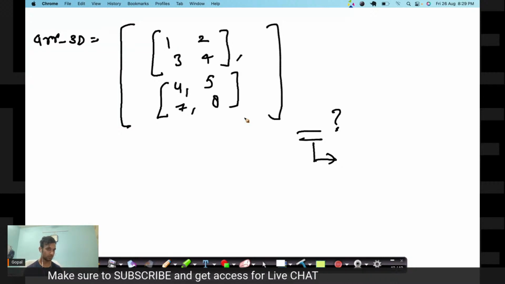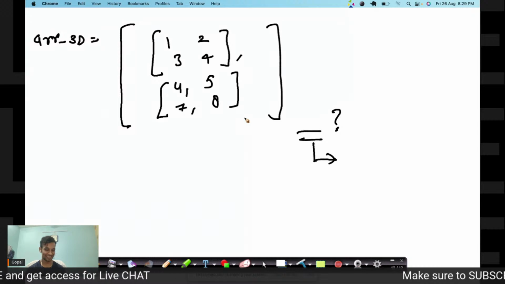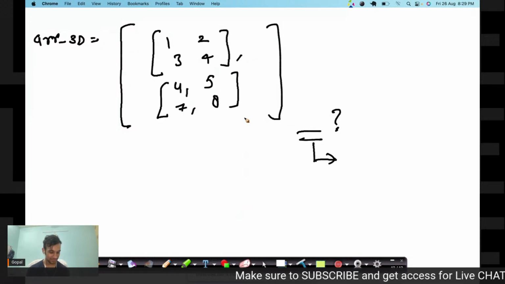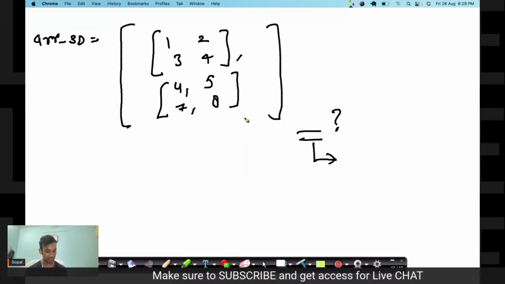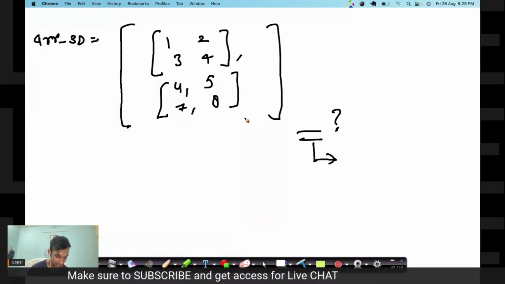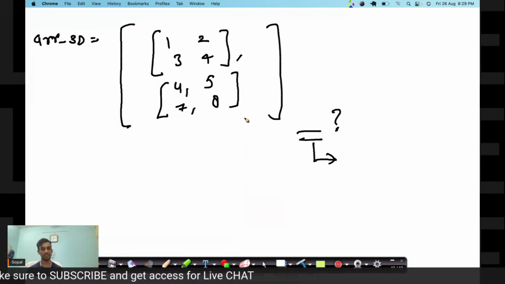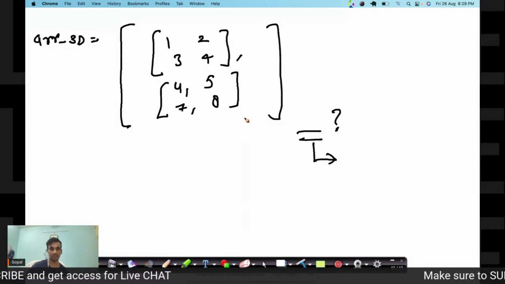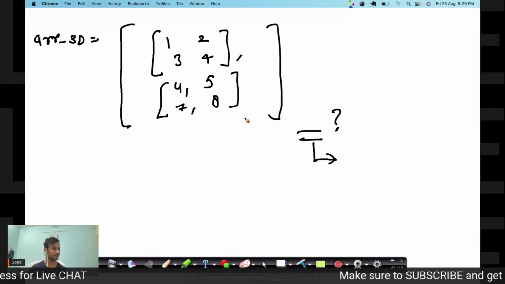Two cross. Yay! Okay, I got an answer. The right answer has been given by Aishwarya Nair. Thank you so much, Aishwarya, for giving a right answer. So it is 2 cross 2 cross 2.